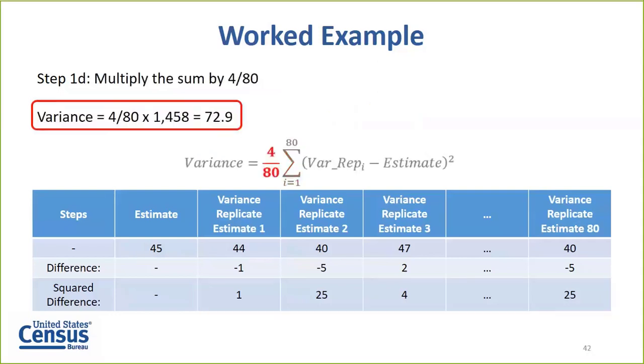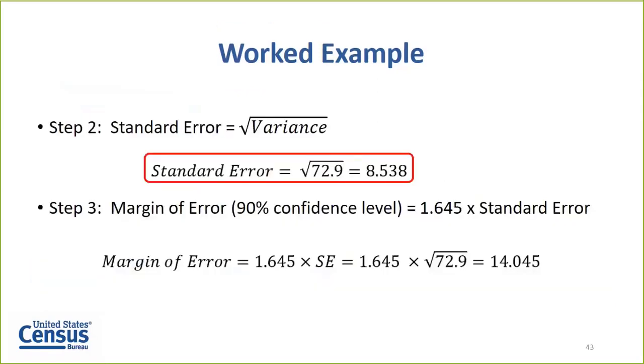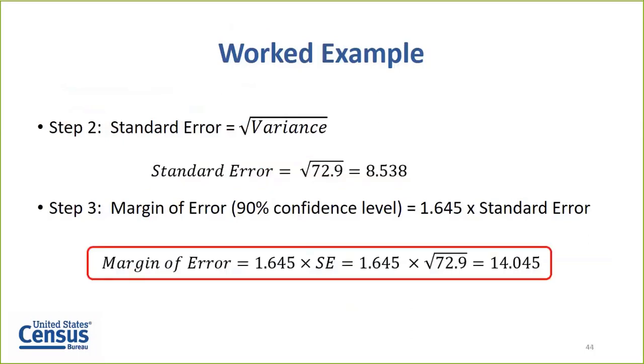Finally, for the fourth step, called 1D, we multiply the sum by 4 over 80 to obtain our variance. So we obtain 72.9. Now that we have the variance, we'll take 2 more steps to find the margin of error. First, we calculate the standard error by taking the square root of the variance. The square root of 72.9 is roughly 8.538. And then in step 3, we multiply the standard error by 1.645 to obtain our margin of error. If we do this, we obtain 14.045.